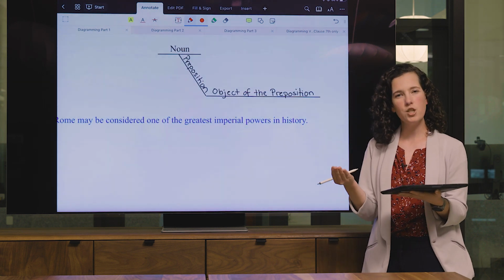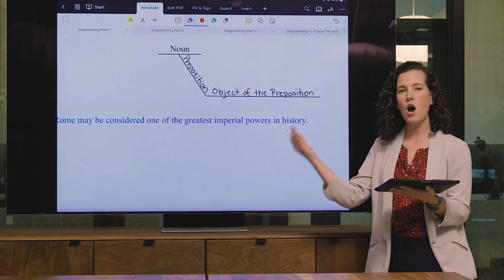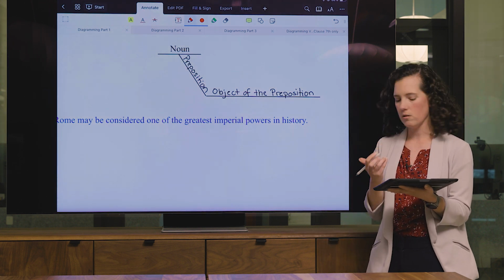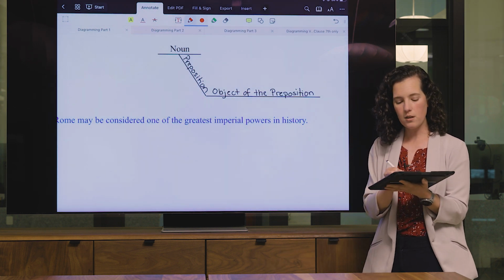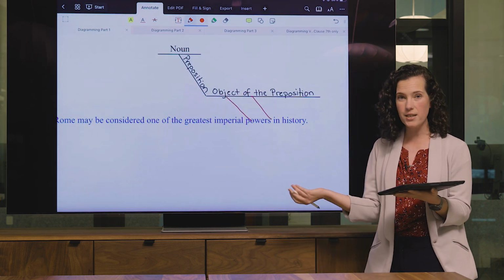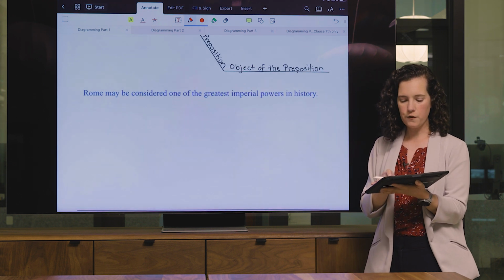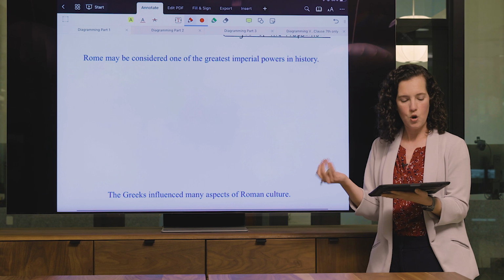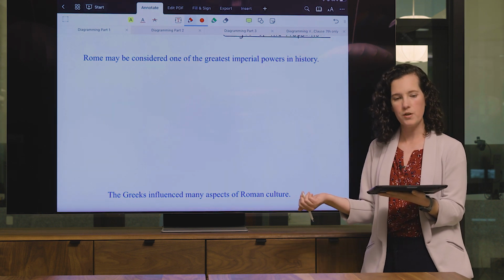You put your preposition, which would be the start of your phrase, on the angled line, and then the object of the preposition on the horizontal line. The object of the preposition is a noun or pronoun, so it can also have any number of adjectives underneath it. Let's look at this first sentence. Rome may be considered one of the greatest imperial powers in history.